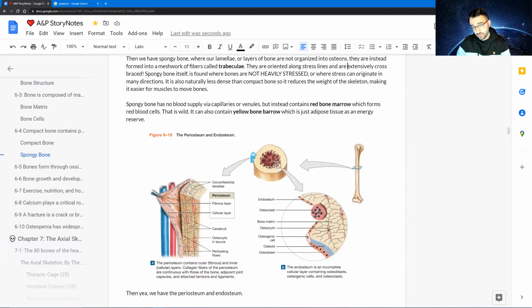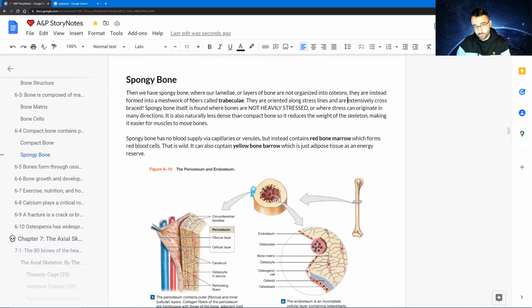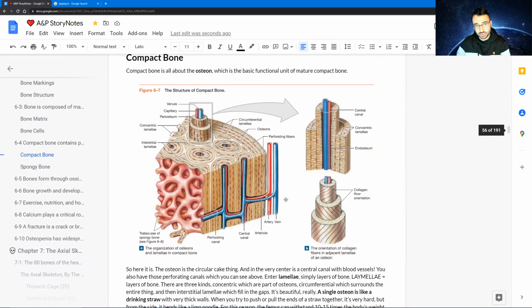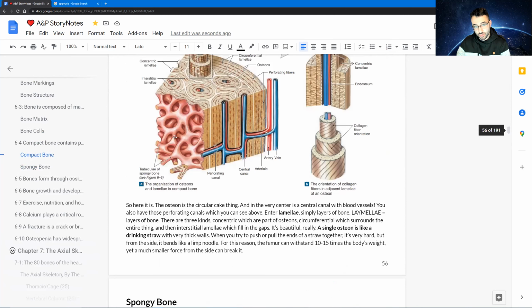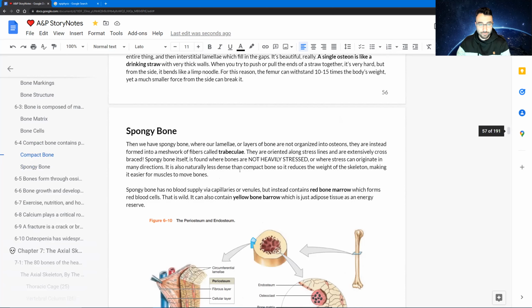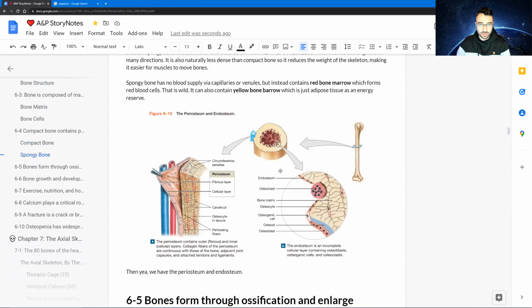So you can see here, this is where that trabeculae would be. This kind of yellow portion here is where we would have all of this osteon action. All right. Spongy bone itself has no blood supply, so we can see there's no blood vessels running through here. They contain the red bone marrow, which forms red blood cells. It can also contain yellow bone marrow, but that is just adipose tissue, and it's used as an energy reserve.